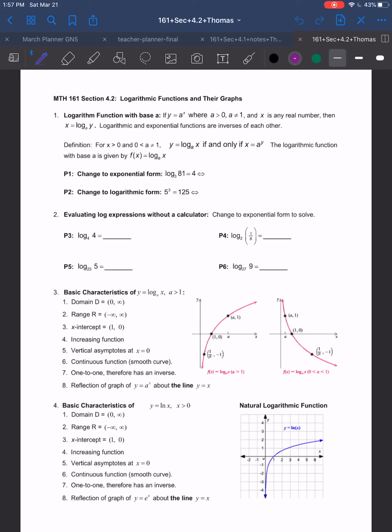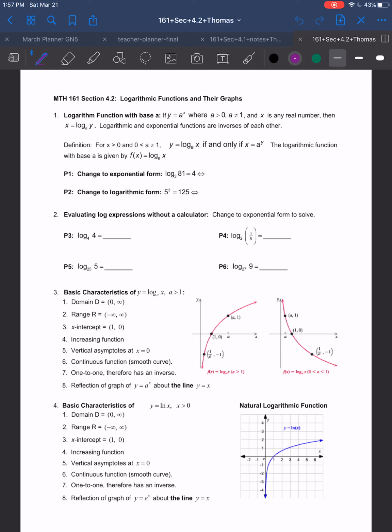In this video, we're going to look at logarithmic functions and their graphs. This is section 4.2. So a logarithmic function that has a base a. If y equals a to the x power, and a is greater than 0 and not 1, and x is just a number, then we can say x equals the log base a of y. So exponential and logarithmic functions are inverses of each other.